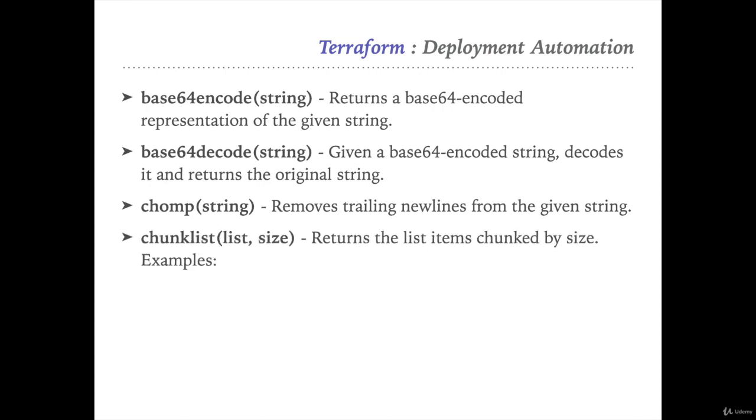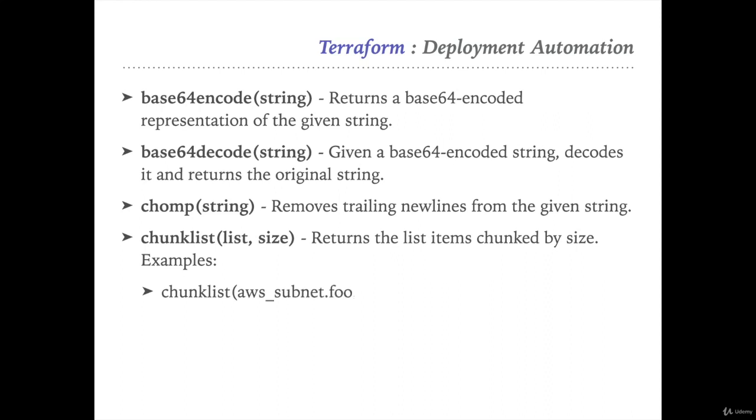Then there is an important function called chunklist. Chunklist accepts two parameters. First it accepts a list, and second it accepts a size. In the first argument we can define the list of values, which could be subnets, IP ranges, or anything. In the second we supply the size, and it returns the list items chunked by that size. It means if you define a list and a size of 1, then this function will return a list of lists, and each inner list will have one value.